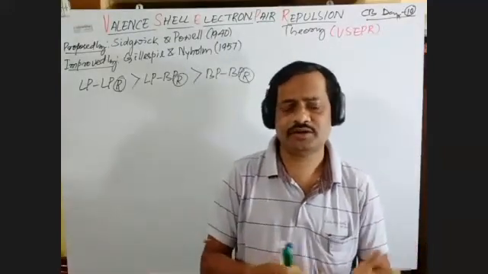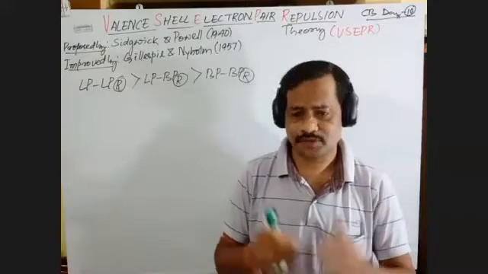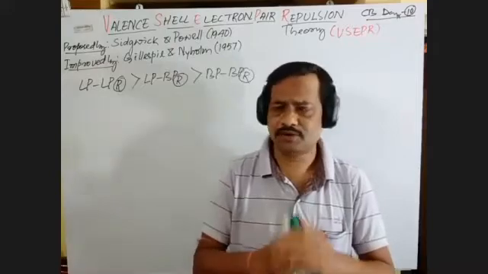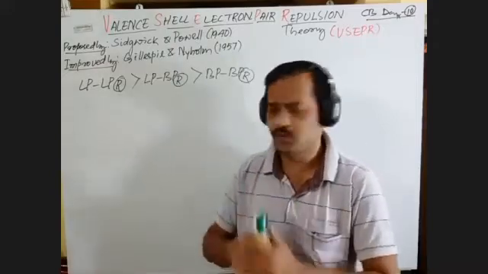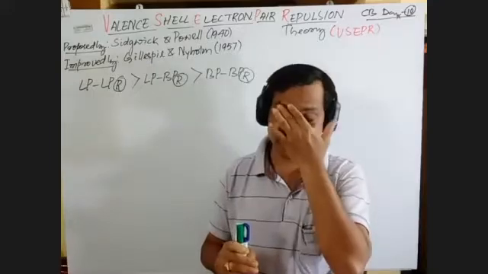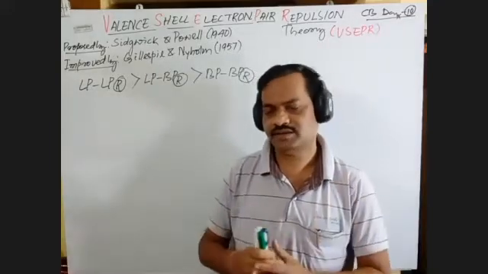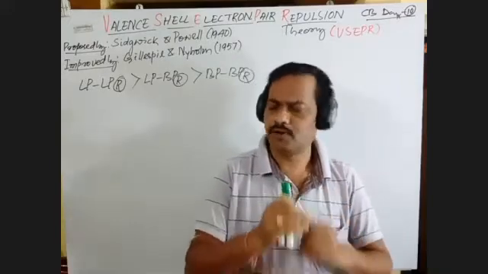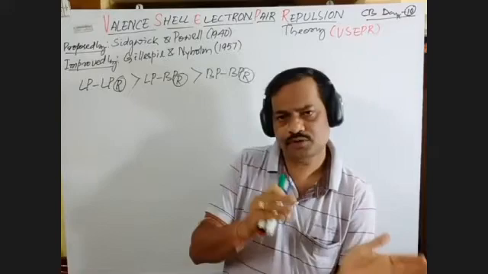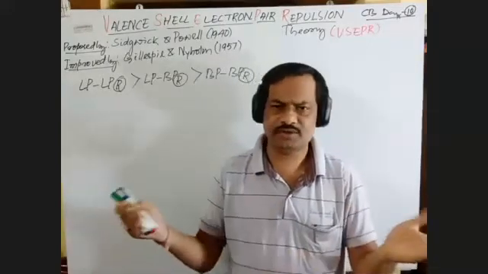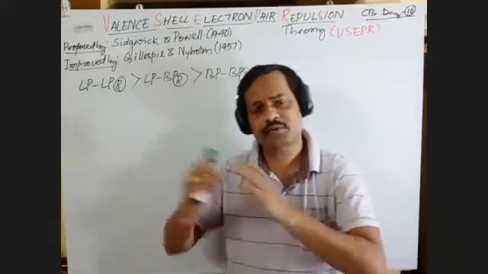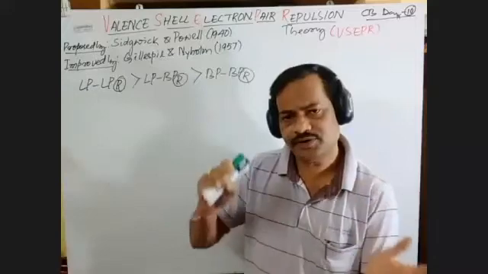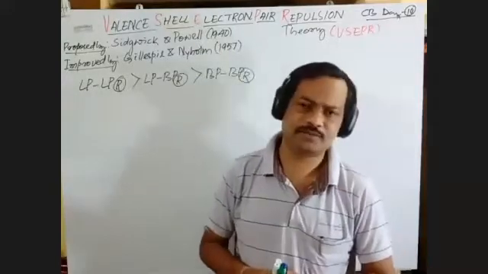A lone pair is the electrons present in the valence shell but not participating in bond formation, whereas a bonded pair is valence electrons that participate in bond formation. Between lone pair and lone pair there can be repulsion, between lone pair and bond pair there can also be repulsion, and between bonded pairs there could also be repulsion.